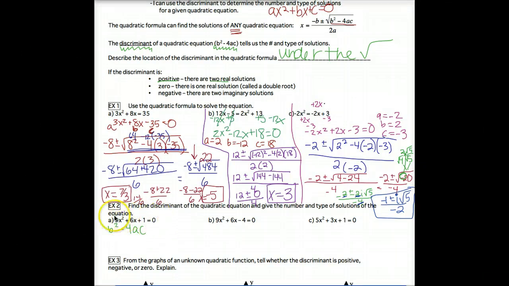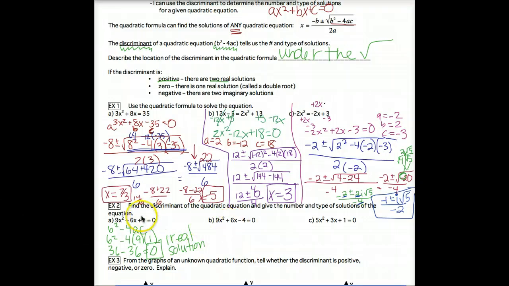So this lovely one in example 2a is already in standard form for me. So b squared, 6 squared, minus 4 times a, which is 9, times c, which is 1. So I get 36 minus 36, which is 0. So if my discriminant is 0, I go to my chart. 0 means there's 1 real solution that is a double root. So it says find the discriminant, so the discriminant is 0, this is one of our answers, and give the number and type of solutions. So there's 1 real solution. So 1 is the number, real is the type. So 1 real solution.